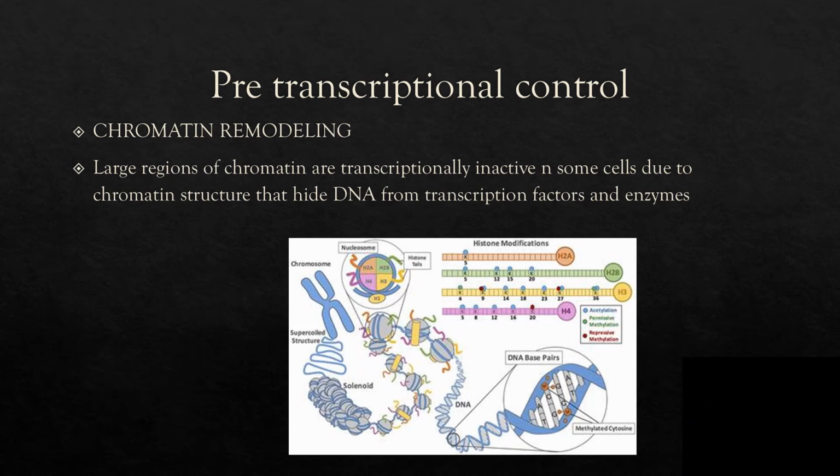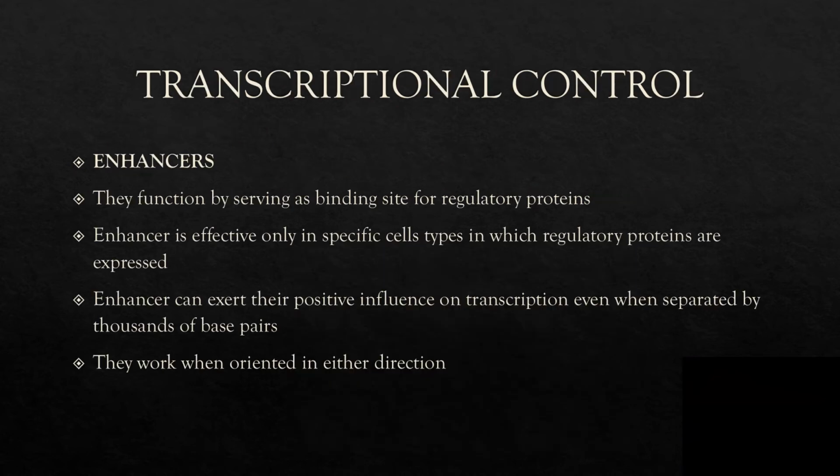So basically, large regions of chromatin are transcriptionally inactive in some cells due to chromatin structure that hides DNA from transcription factors and enzymes. When you're talking about chromatin, I would like to mention two additional things: the two types of chromatin, heterochromatin and euchromatin. Heterochromatin is highly compact and euchromatin is less compact. Heterochromatin is transcriptionally inactive. Euchromatin is transcriptionally active.